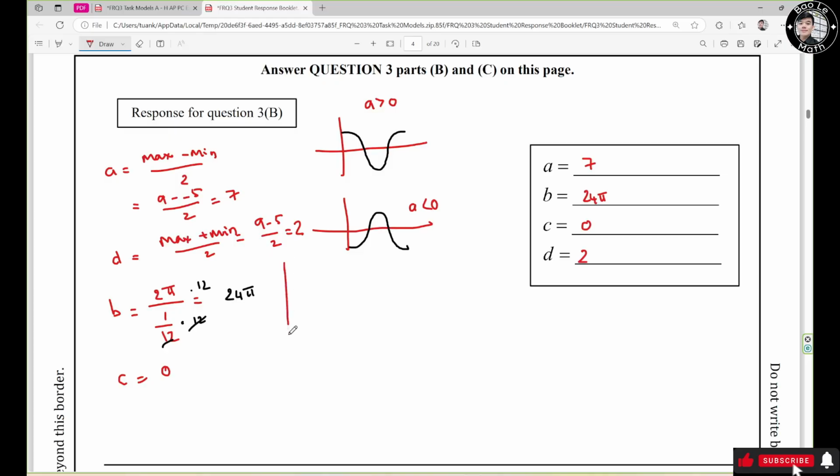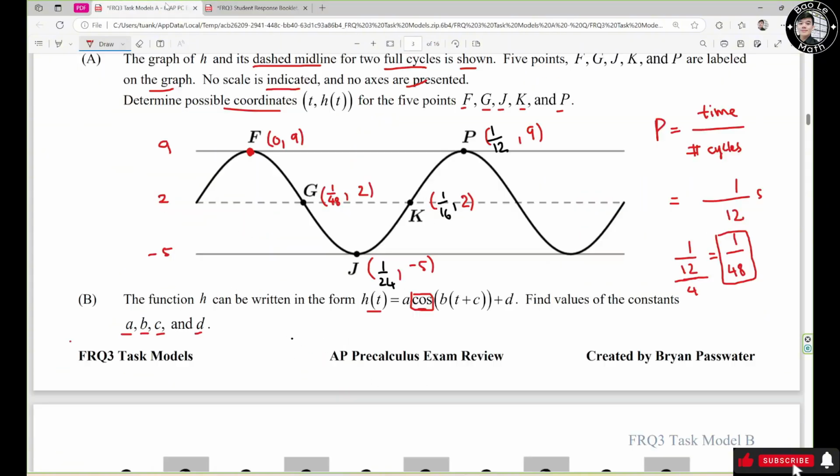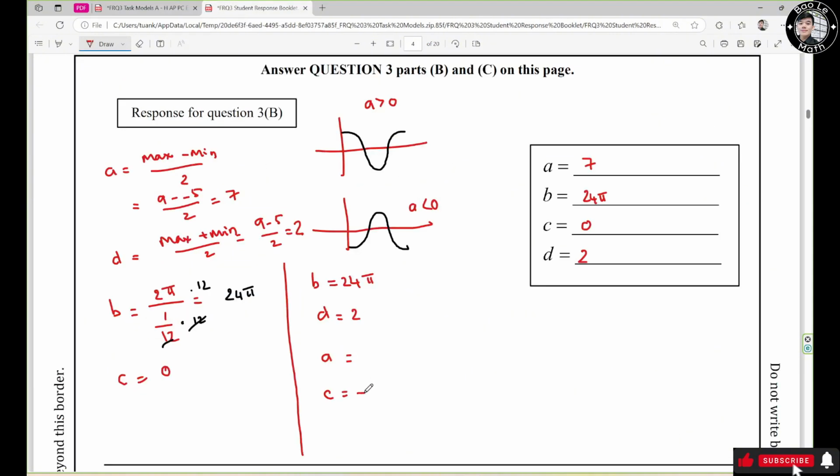Now, you have another option. Remember, B is still 24 pi, right? D is still 2, right? Now A and C could change. Now, you need to pick the phase shift, right? So if you start right here, remember the cosine function either starts from the maximum or minimum, right? If it starts right here, the phase shift right here should be -1/24, right? So C right here is -1/24, right?